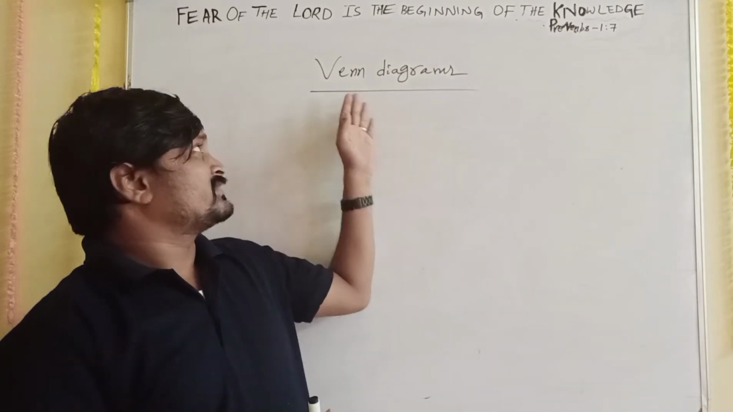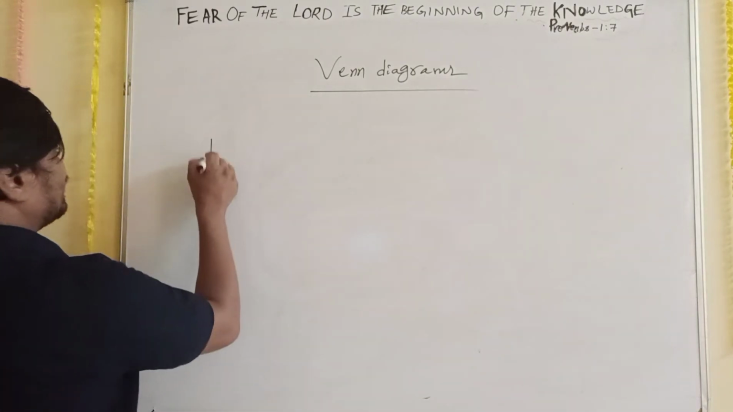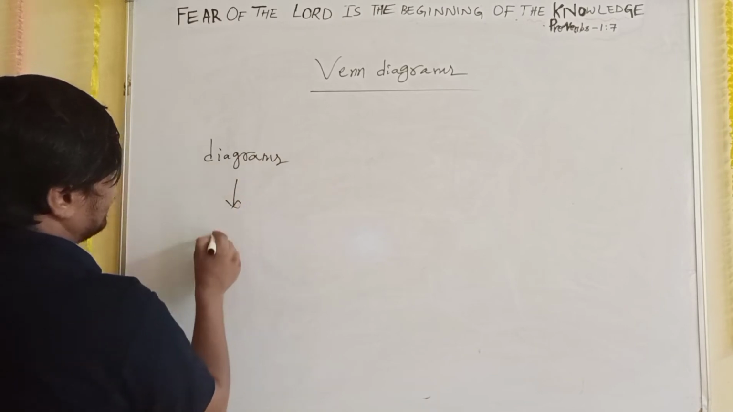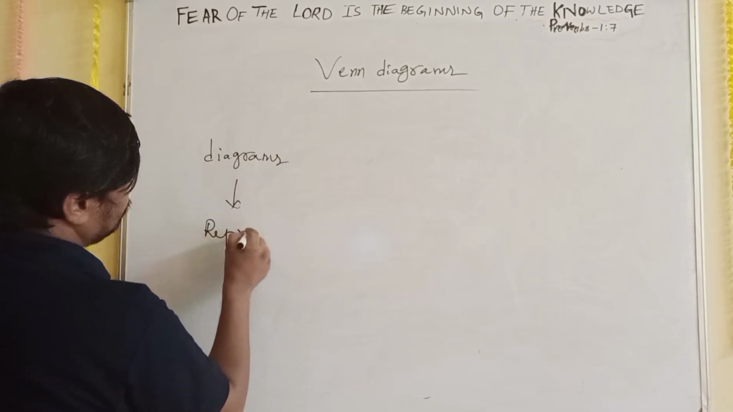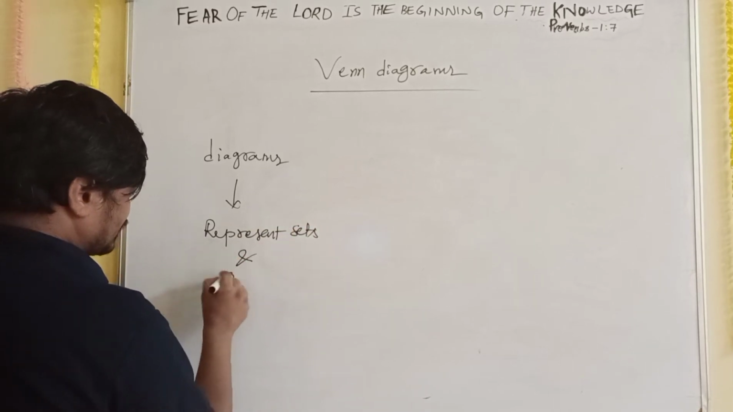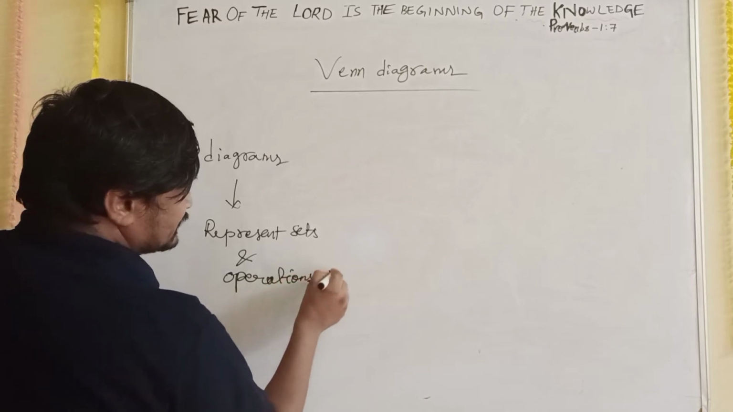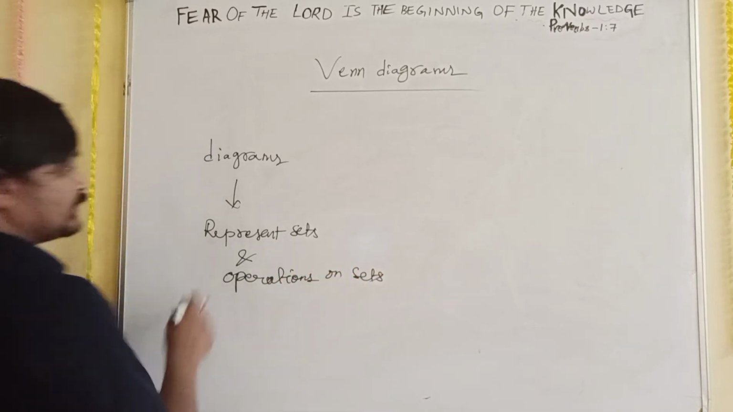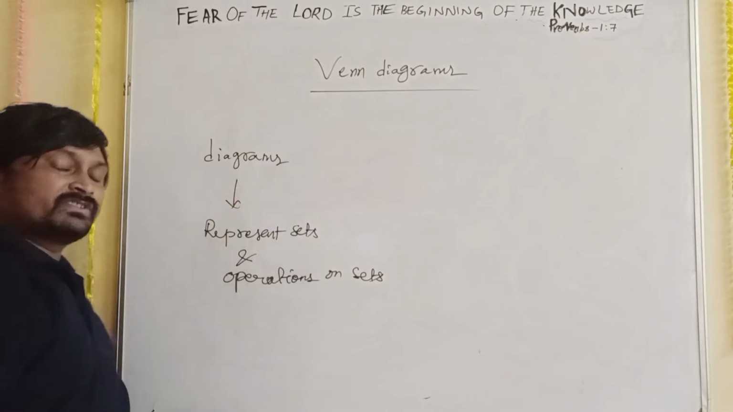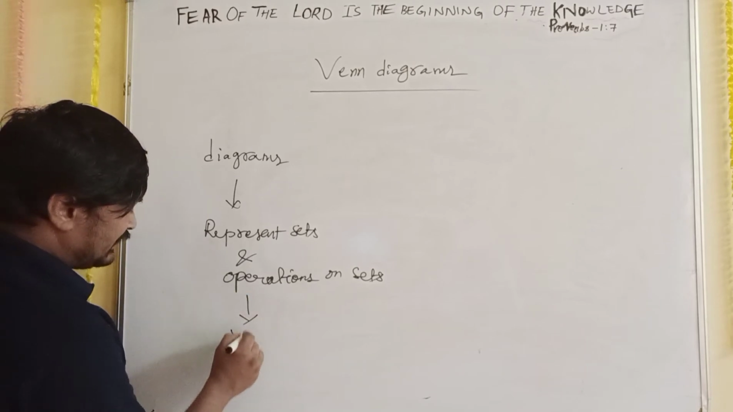So why is this called a Venn diagram? First thing you need to remember carefully: the diagrams which we use to represent sets and operations on sets, those diagrams we call Venn diagrams.